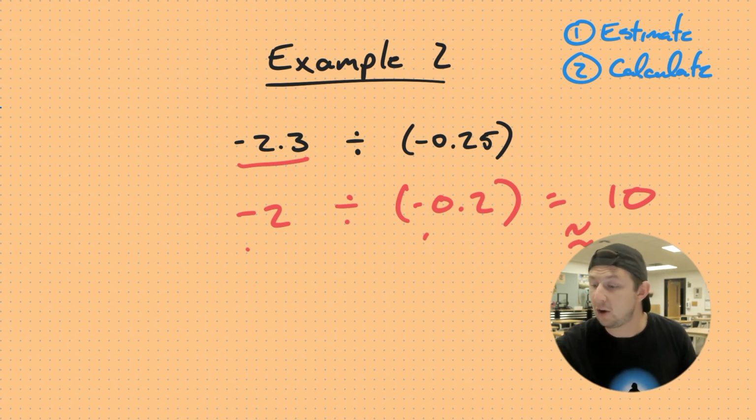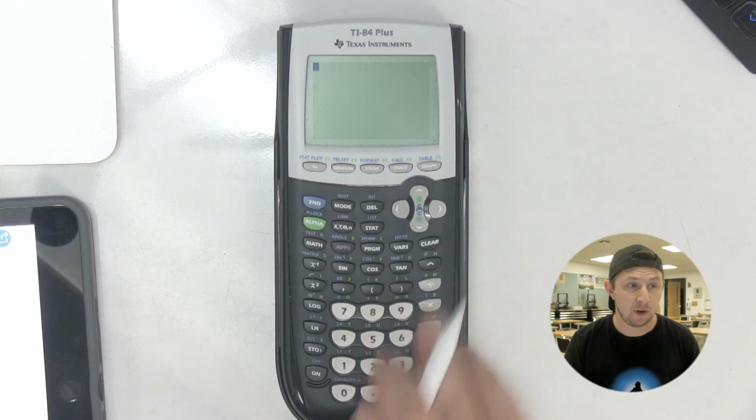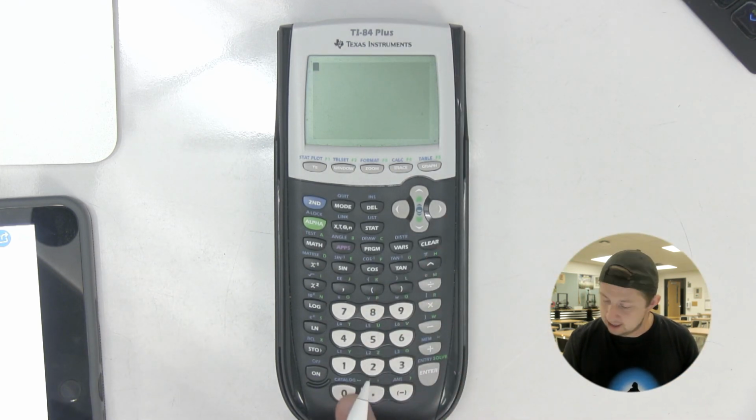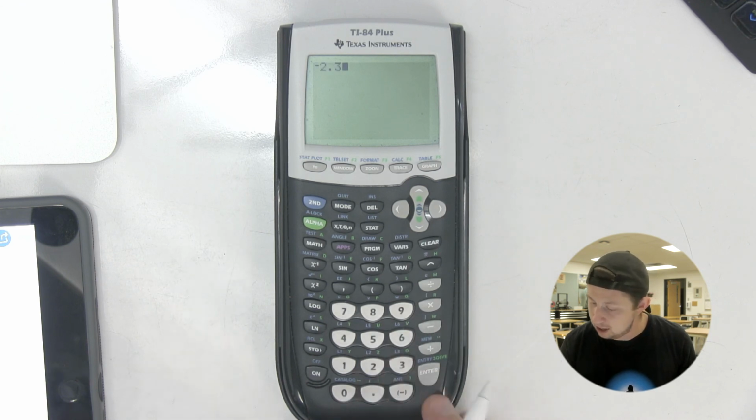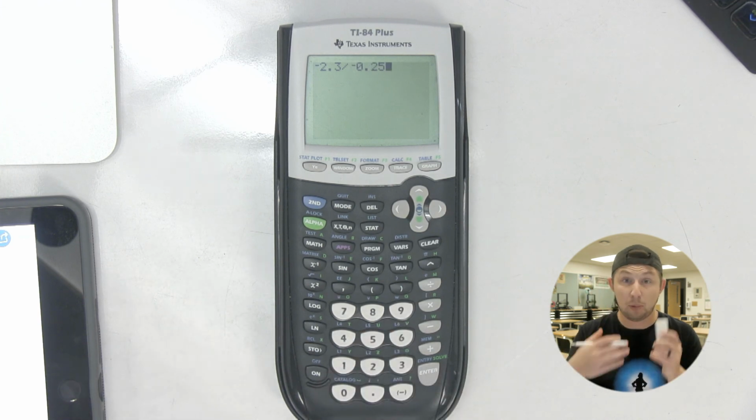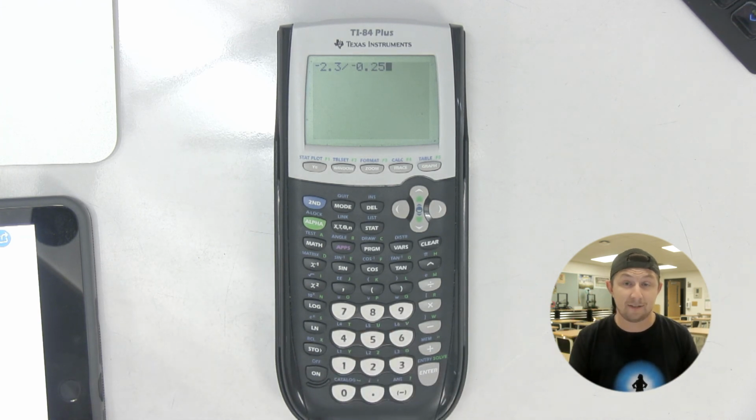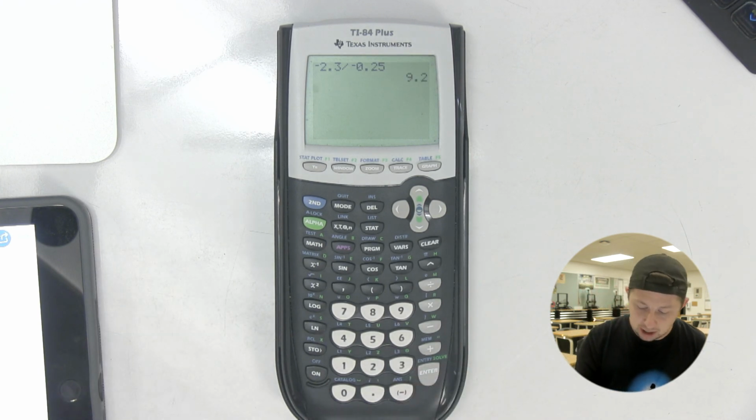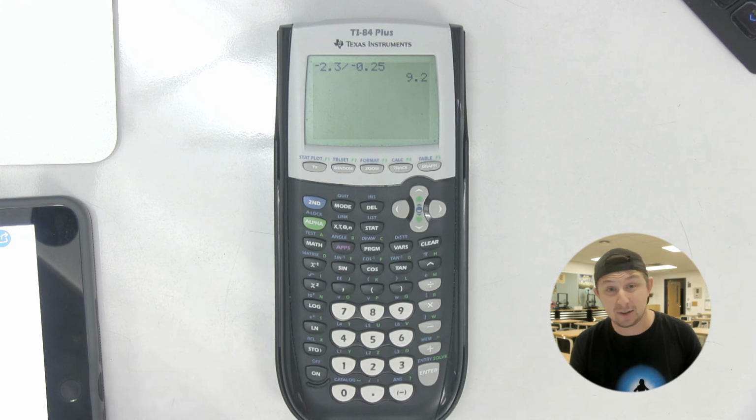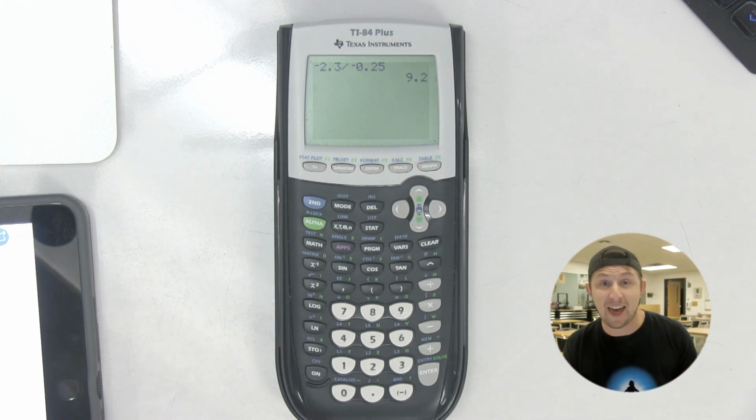So let's go ahead and calculate it. We're going to go over here to the calculator and punch this in. Negative 2 divided by, let's do the actual one. Negative 2.3 divided by negative 0.25. Now plug that into your calculator. What do you get? All right, so I'm going to hit enter and I get 9.2. So the answer I get for this one is 9.2. That's really close to what I estimated there, and it's a positive number. So hopefully you got that answer.